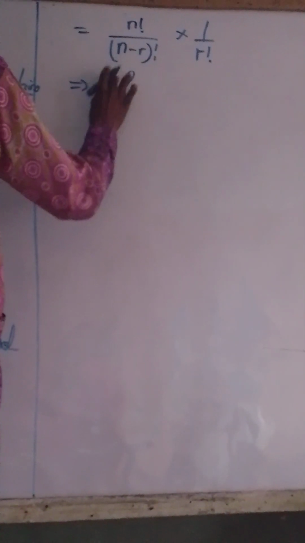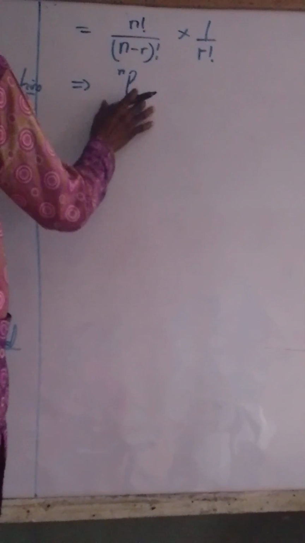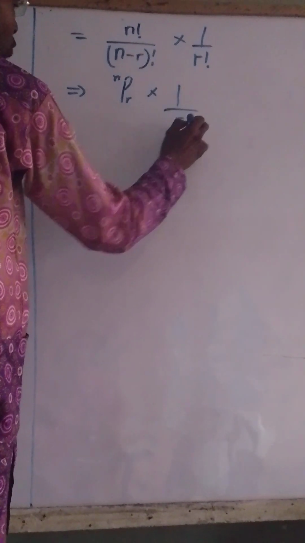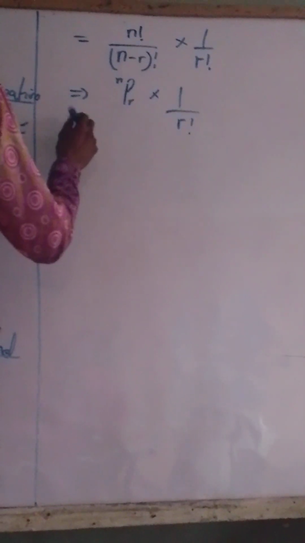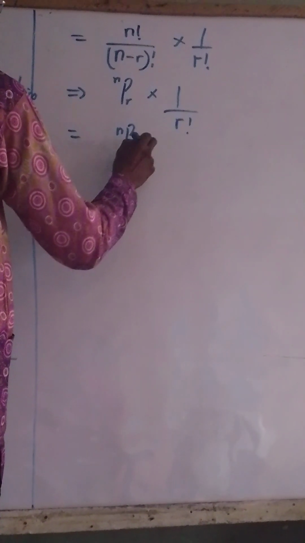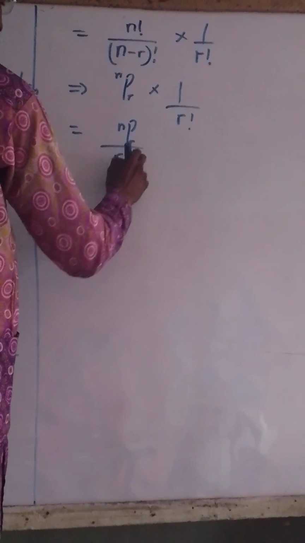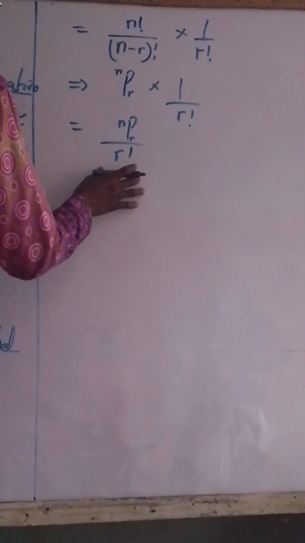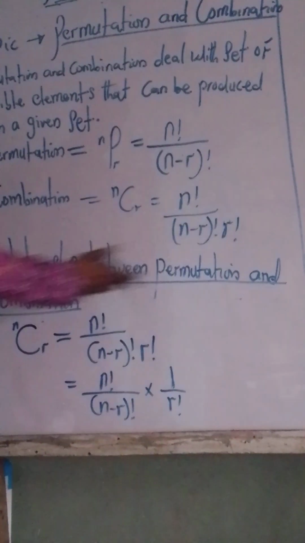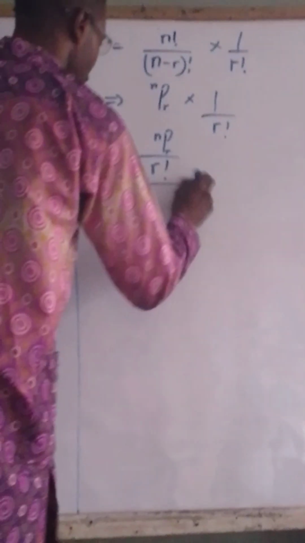So permutation is nPr, and you see this is the formula of permutation times 1 over r factorial. When you multiply this, it gives you nPr over r factorial. Now, this is the combination, the relationship between permutation and combination. This is it.